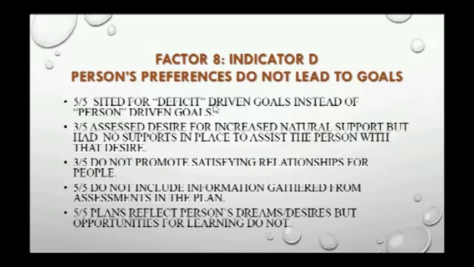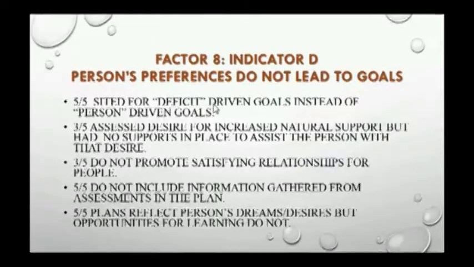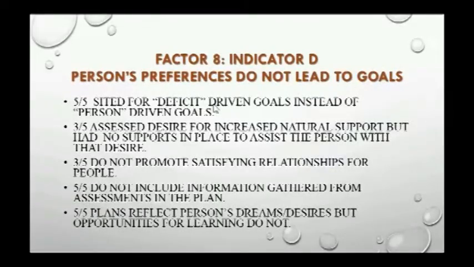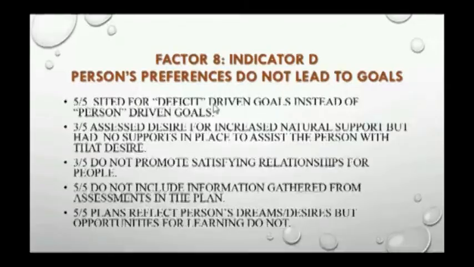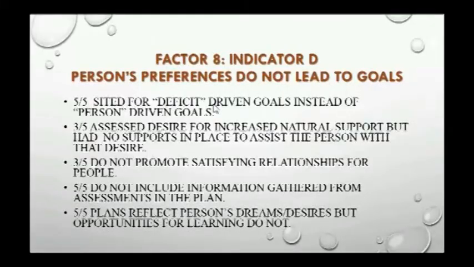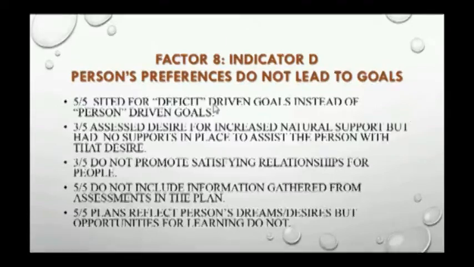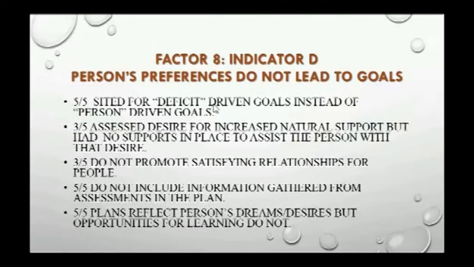3 out of 5 of the agencies assessed the person's desire for increased natural supports, but had no supports in place to assist the person with accomplishing that. 3 out of 5 of the agencies did not promote satisfying relationships for people. 5 out of the 5 agencies reviewed did not include information gathered from their assessments in the plan. 5 out of 5 agencies' plans reflected a person's dreams and desires, but opportunities for learning did not.